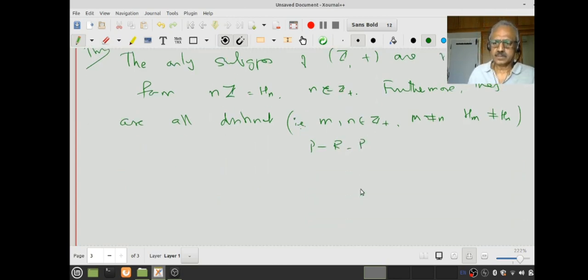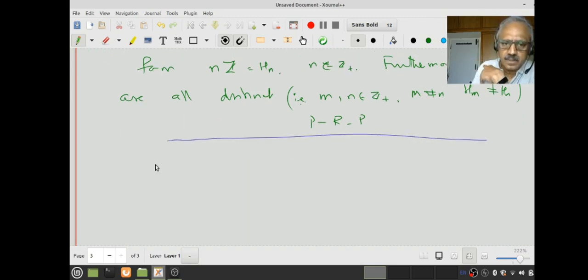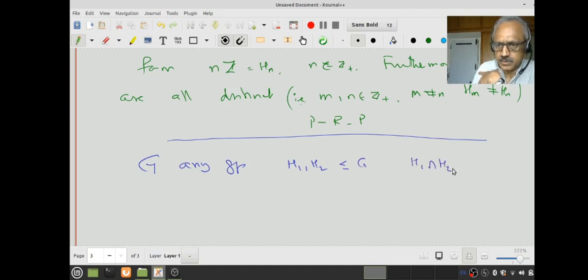Okay, now let's go to the next question. The next question is the following. If G is any group and H1, H2 are subgroups of G, then you know H1 intersection H2 is a subgroup of G, right? Now let's try to see what it means for our subgroups in Z. You will be very thrilled to see a lot of very interesting things happen here.